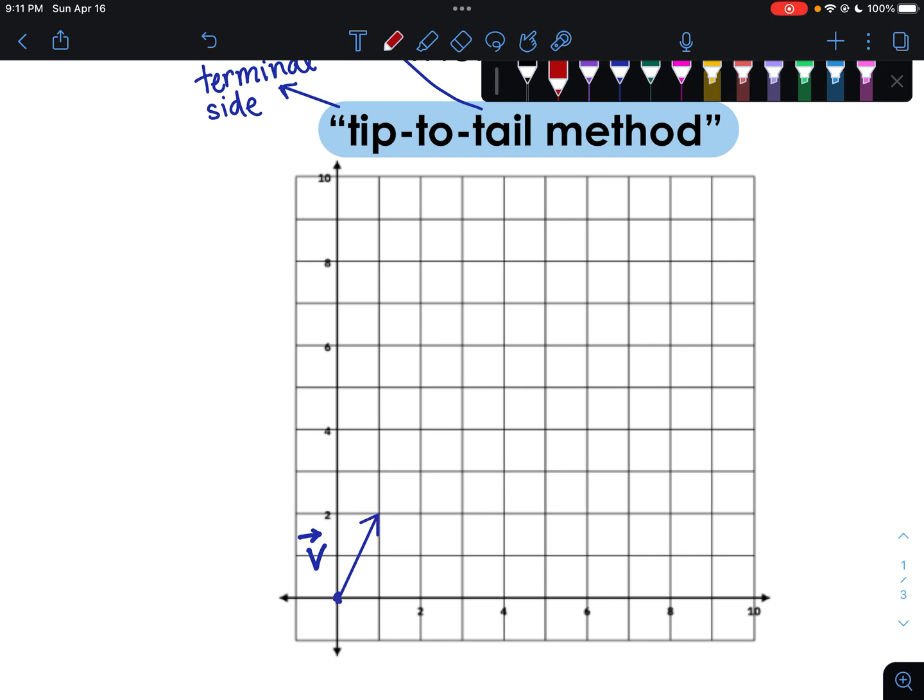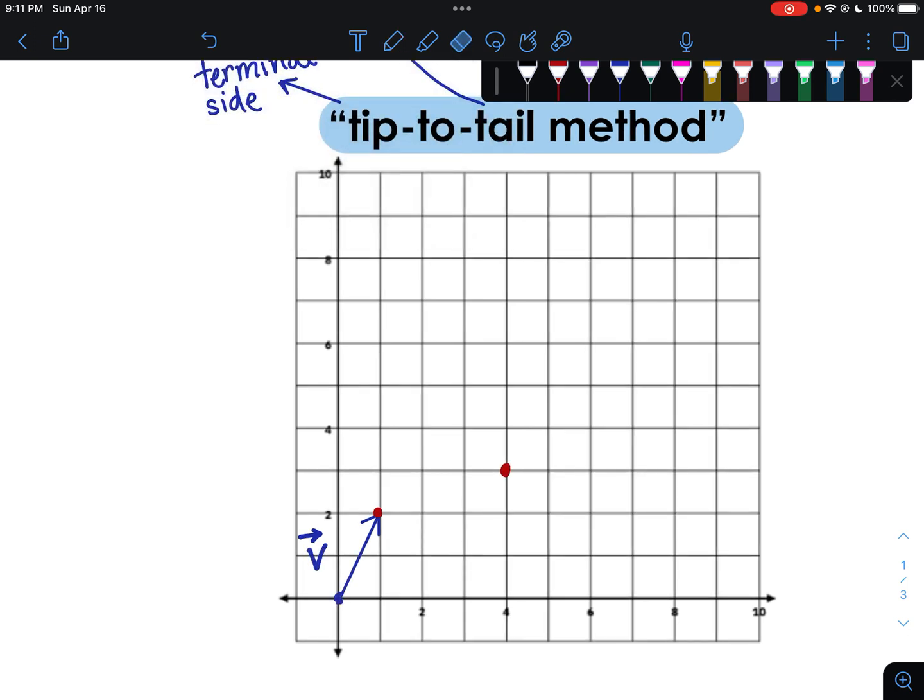So if I'm going to add vector u, I'm not going to plot it at 3, 1. What I have to understand is to get to 3, 1, so that point right there, I go up 1 over 3. So from the tip, I'm going to go up 1 over 3 spaces. And I'm going to put a point there, and that is where I'm going to add vector u.